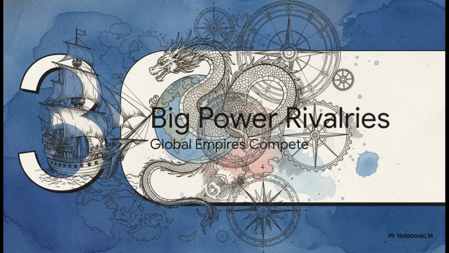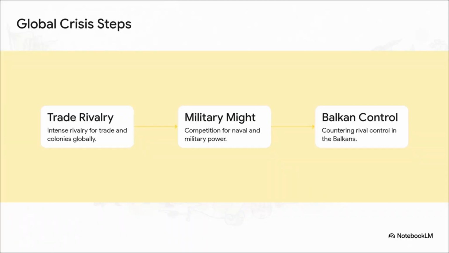Which leads into Section 3, big power rivalries. You see, this intense regional jealousy, it didn't just happen in a vacuum. It drew the attention of some massive global empires. The situation in the Balkans got infinitely more complicated because it turned into a theater for big power rivalries. At this time, Europe's heavyweights, Russia, Germany, England, and Austro-Hungary, were locked in this intense multi-step competition.